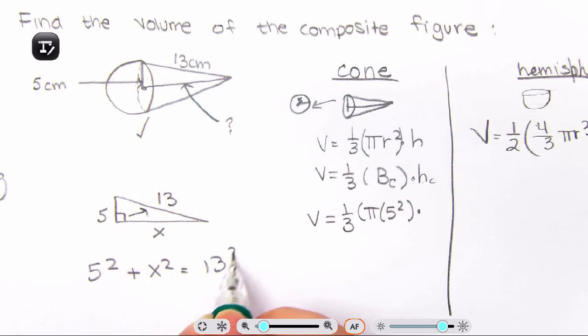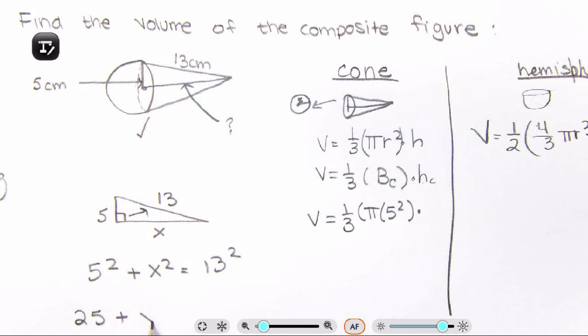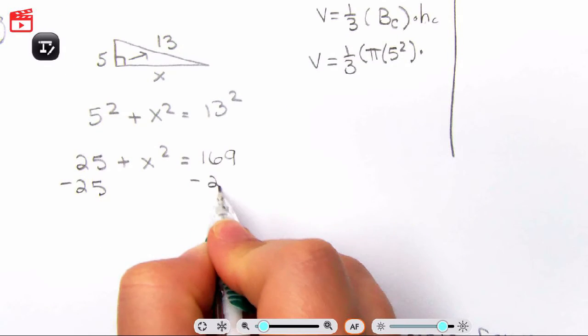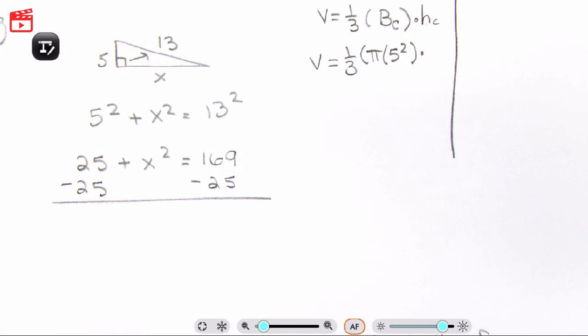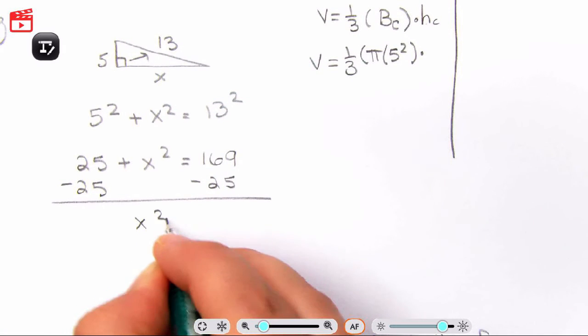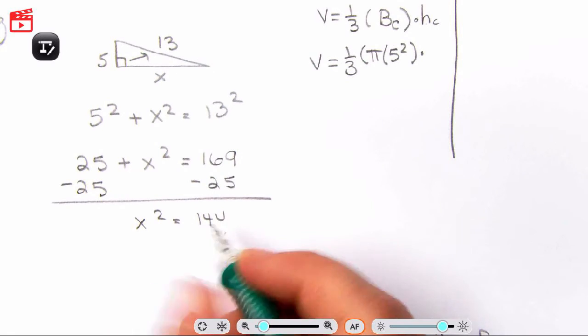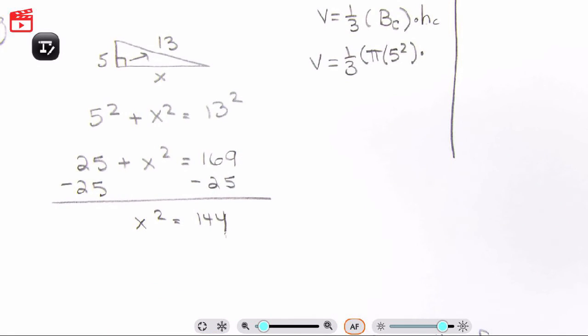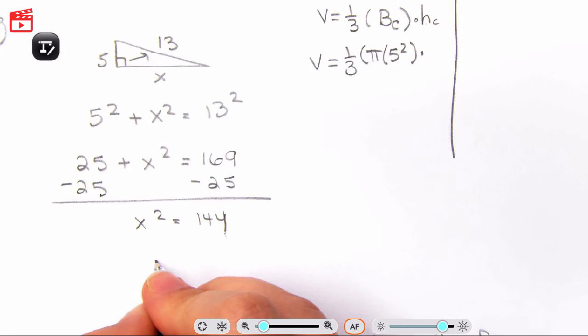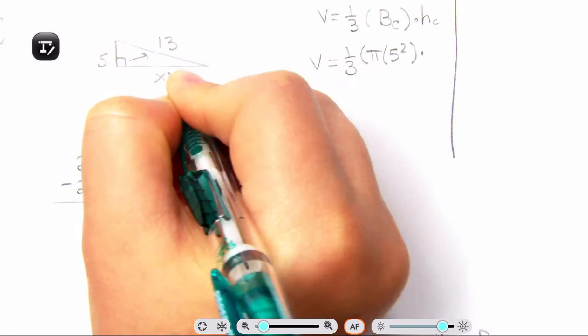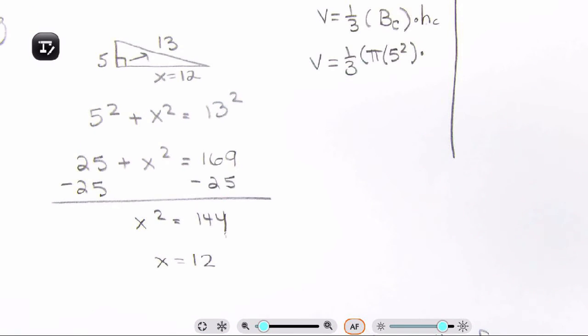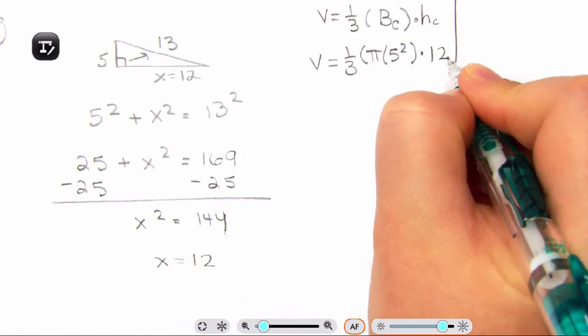equal to 13 squared. 5 squared is 25 plus x squared. 13 squared, I should know this by heart, but we are allowed to use calculators, so you just type that into your calculator. That is 169. Subtract 25. 169 minus 25, that is 144. Take the square root, and I get 12. So we're going to plug that in.